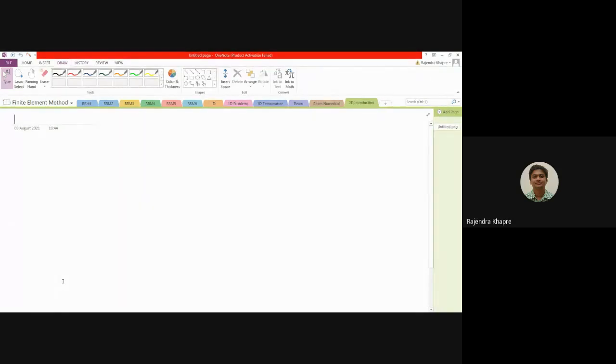So we have successfully completed the analysis of 1D bar, and there we have seen how to analyze the bar having different cross section, different material or modulus of elasticity, you can say. And we have also seen how to take care of the loadings. We have also seen the analysis of beams also. So now moving ahead, we will be going for the analysis of two-dimensional problems.